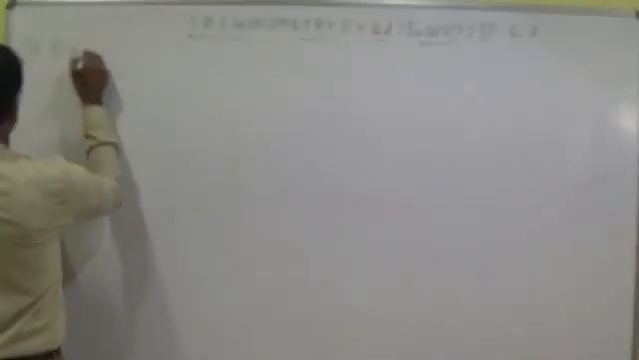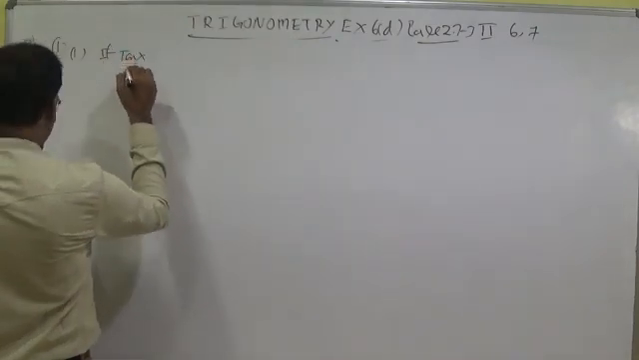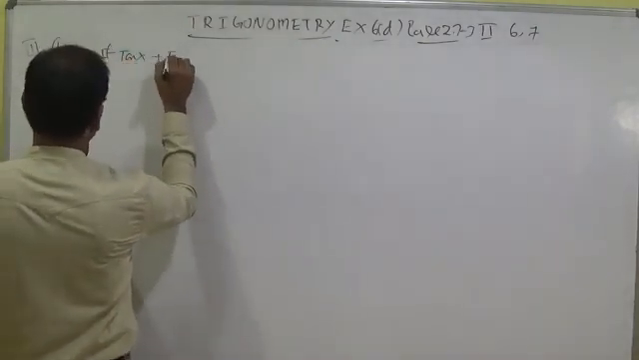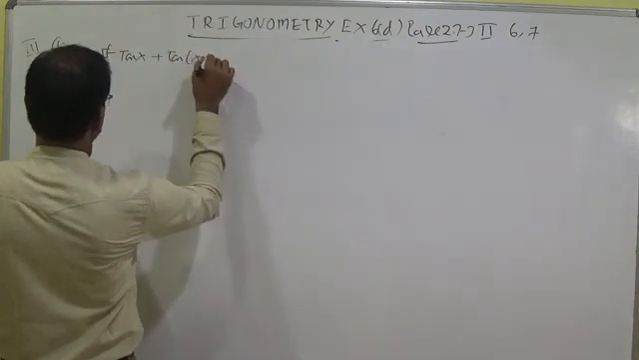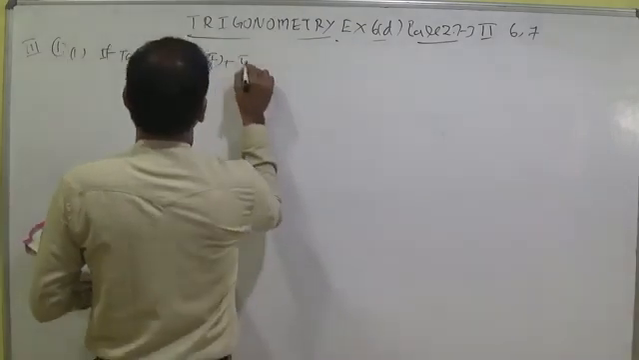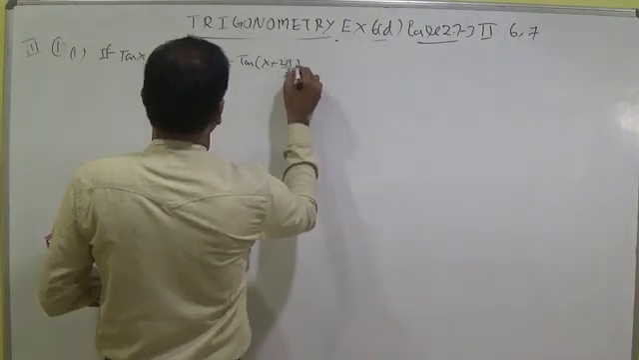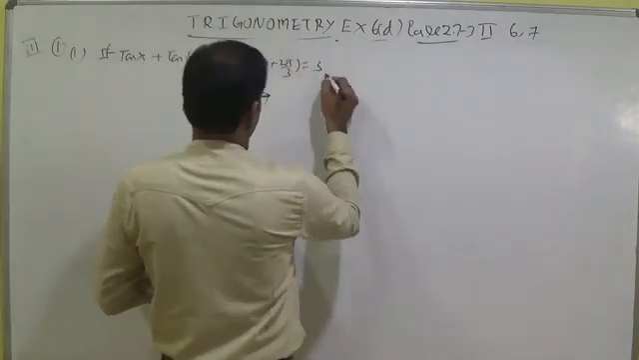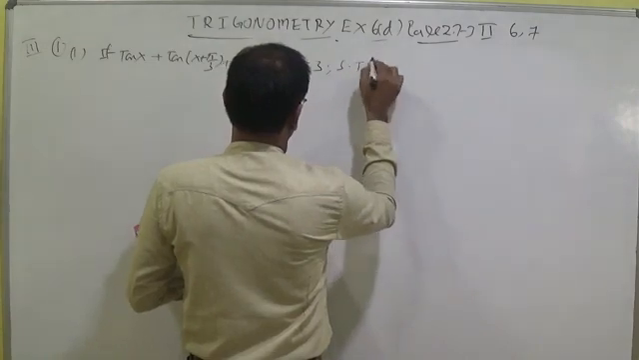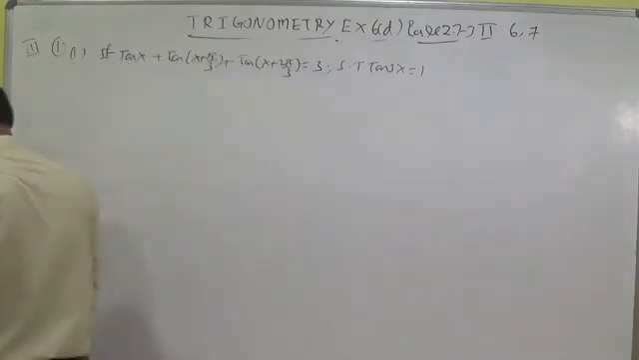Let us write the first question. Roman number 3, first question is there. If tan x plus tan of x plus pi by 3 plus tan of x plus 2 pi by 3 is equal to 3, show that tan 3x equal to 1.